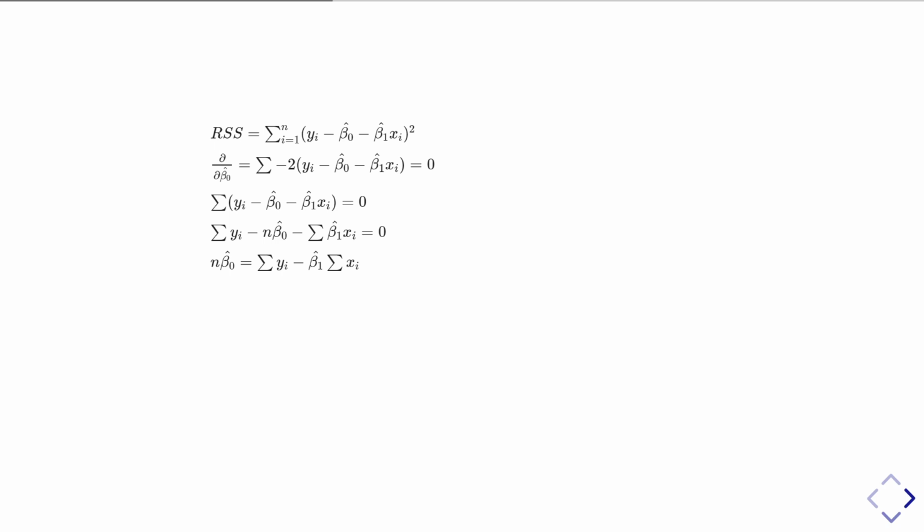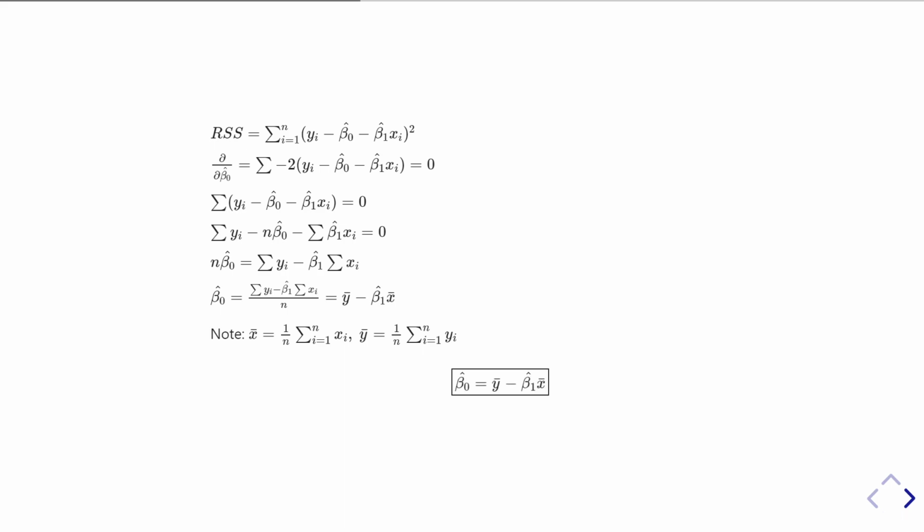Now I will divide everything by n. When I divide everything by n, when I divide the sum of the yi's, which are n of them, and divide it by n, I am simply taking the average. Same for the x's, which I would denote as x bar and y bar. And awesome, we have derived this b hat 0 estimator.